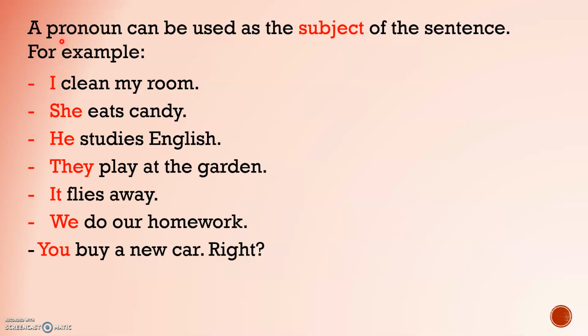Just like we replace ببدل the name with a pronoun. She eats candy. Who eats candy? She. So she is the subject of the sentence. She did the action. If I ask you, do we know who is she?